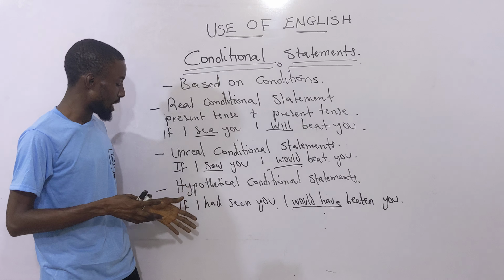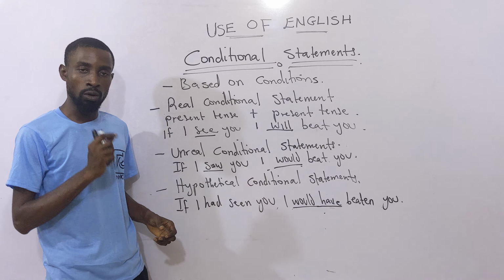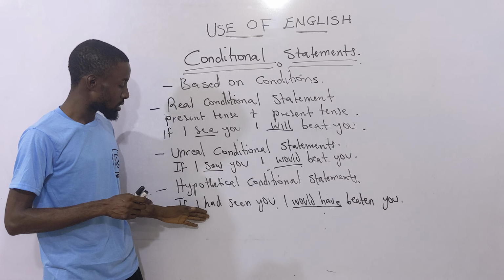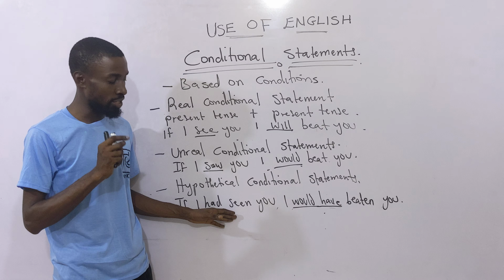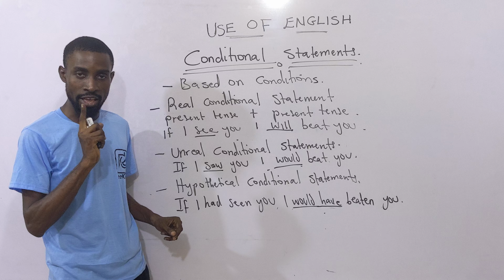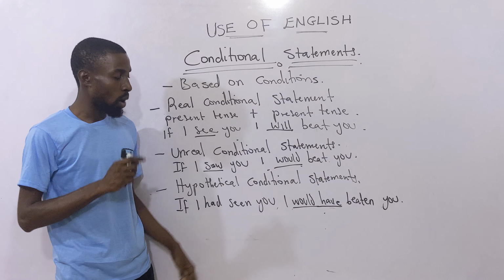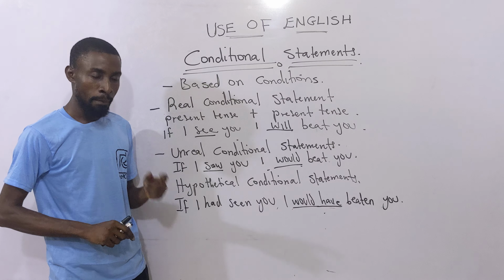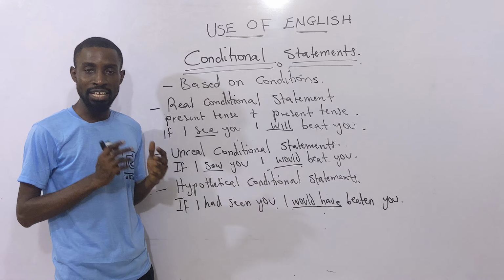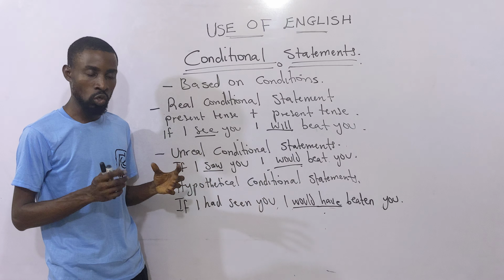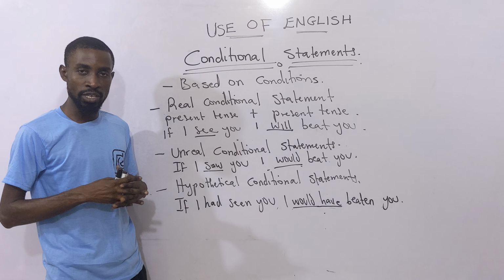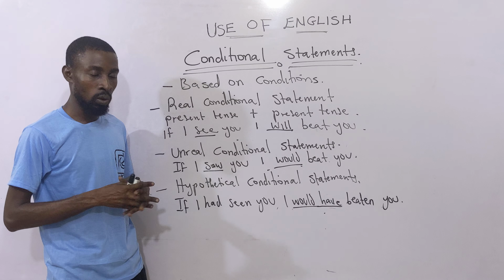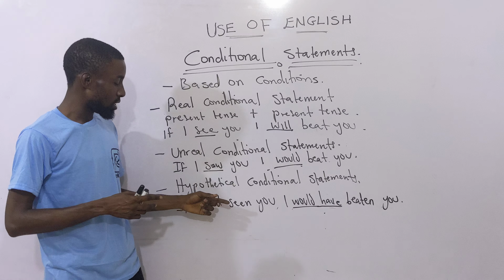So in that case, what do you have? You have the if clause plus had plus past participle. That's for the first clause. In the second clause, you have would plus have plus past participle. That's what makes up the hypothetical conditional statement to show that what is being discussed never happened at all in the past.